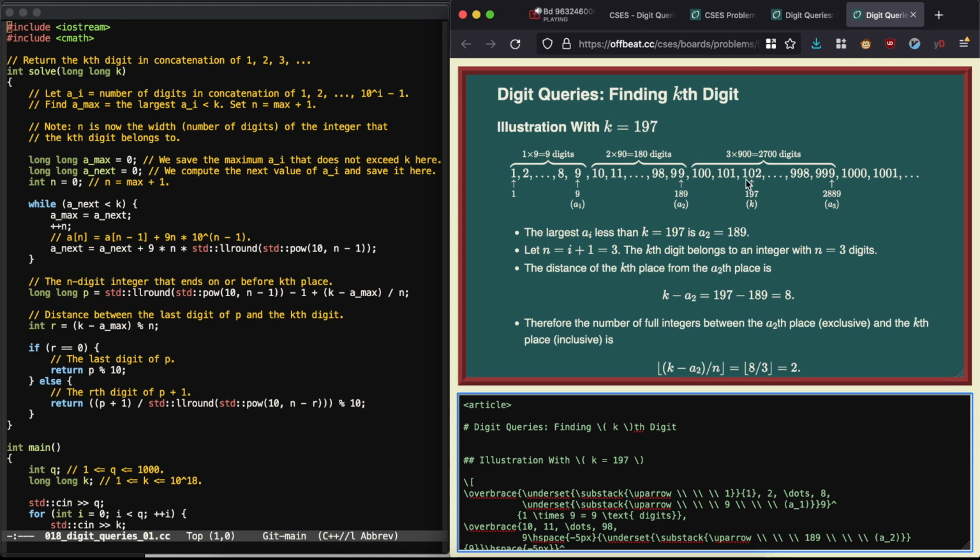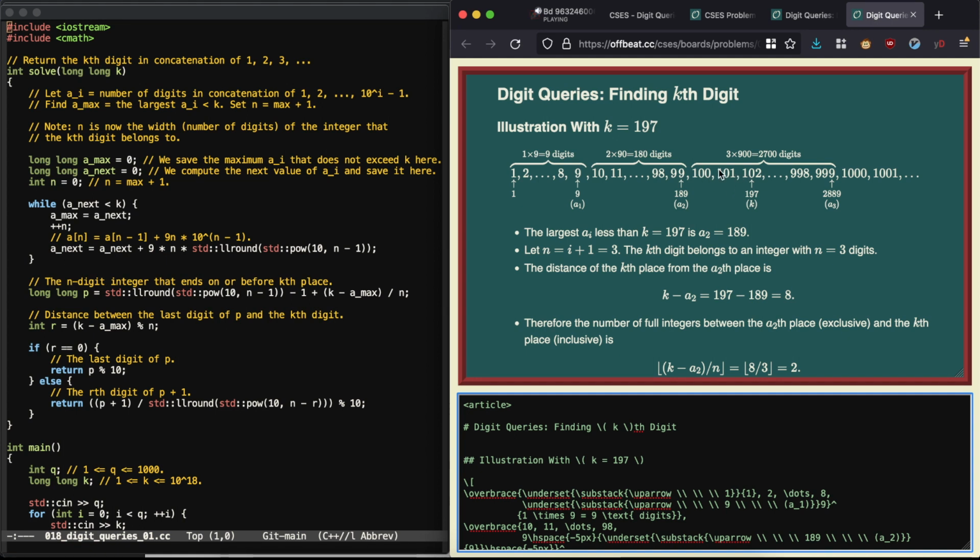The next thing that we know is that these are all 3-digit integers, each one of them. So between this and this, how many full integers are present? That's the next question. So 197 minus 189 is how much? It is 8. 8 divided by 3, because each integer consumes 3 digits here. If you do a floor division, then the answer is 2, which means there are 2 full integers here.